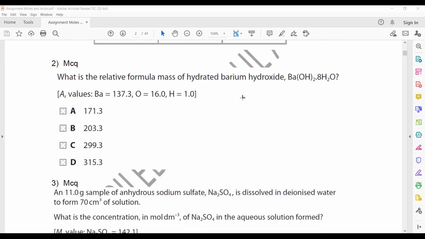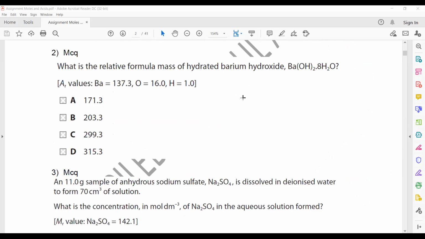In question 2, what is the relative formula mass of hydrated barium hydroxide? So how can we work it out for barium hydroxide? Barium is 137.3 plus oxygen 16 multiplied by 2 plus hydrogen 1 multiplied by 2 plus the water, which is 18, multiplied by 8. So it will come out as 315.3. So D will be the right answer.